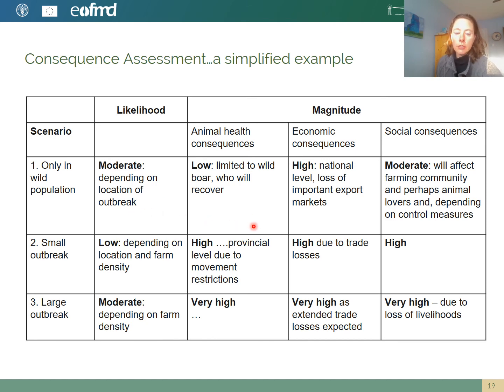And then in terms of the magnitude of consequences, we think about animal health consequences, economic consequences, and social consequences. The animal health consequences were assessed as low because it would be limited to wild boar, who are mostly expected to recover. The country would suffer from high economic consequences, however, due to the loss of important export markets. And there's also social consequences expected, assessed to be moderate, but depending on what control measures are chosen to control the outbreak. And then a similar type of analysis would be done in the event of a small outbreak or a large outbreak.